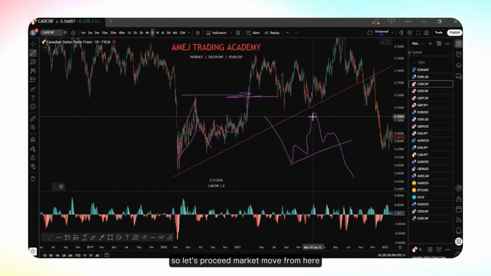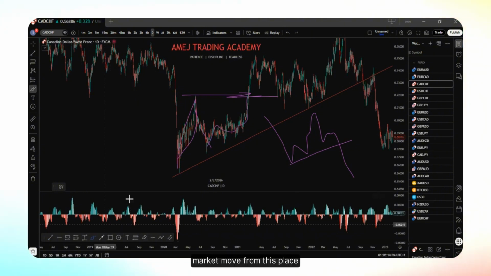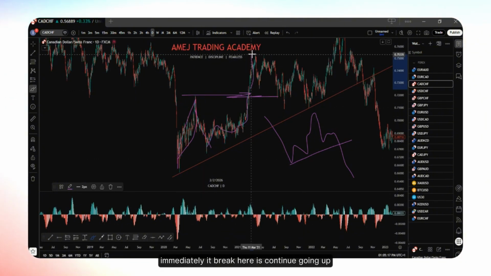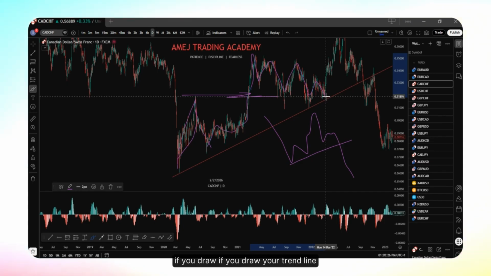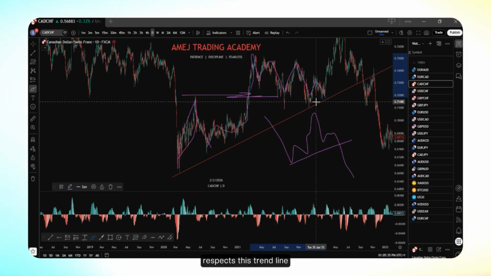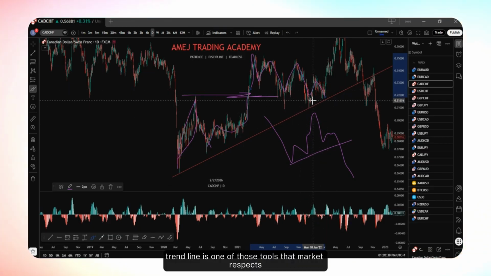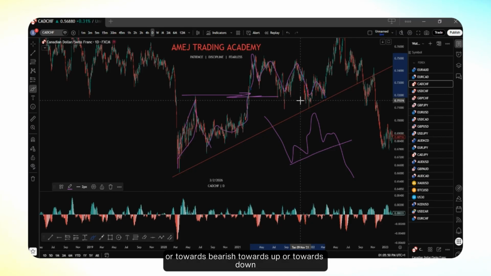So let's proceed. Market moved from this place. Immediately it broke here, it continued going up. What did we see here? Consolidation. The market continued consolidating. If you draw your trend line, you will definitely see that the market respects this trend line. Trend line is one of those tools that the market respects when we are in trending mode, when the market is trending towards bullish or towards bearish, towards up or towards down.